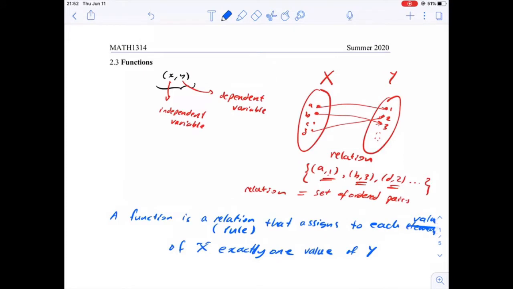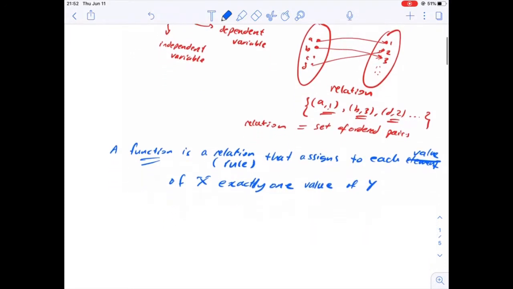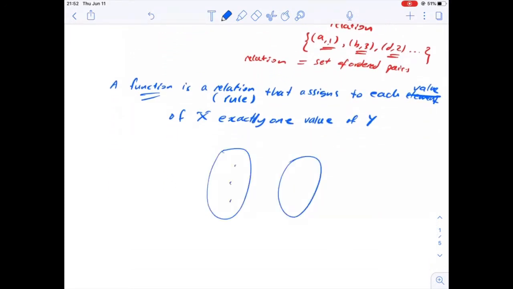So when we talk about functions, we usually deal with numbers. So we have a relation between two sets, and we assign to each element of X exactly one element of Y. That means this element A is related to 1, but A cannot be related to 2 as well. So it's just assigned to one element. It has one output for each input. These are inputs. X represents the inputs and Y represents the outputs. For each input, we only have one output. So this is not a function, this is a relation.